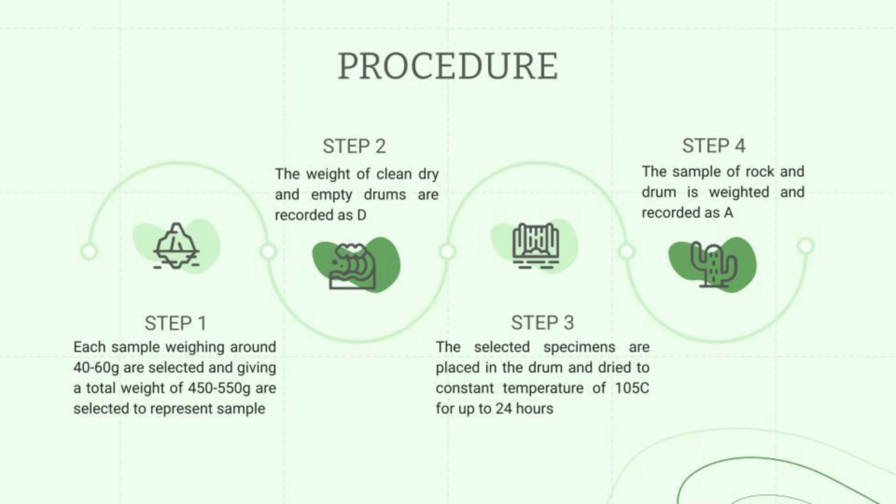First, samples of around 40 to 60 gram each are selected and given a total weight of 450 gram to 550 gram as the representative sample. Second, the weight of the clean, dry and empty drum is recorded as D. Third, the selected specimens are placed in the drum and dried to a constant temperature of 105 degrees Celsius for up to 24 hours. Fourth, the sample of rock and drum is weighed and recorded as A.